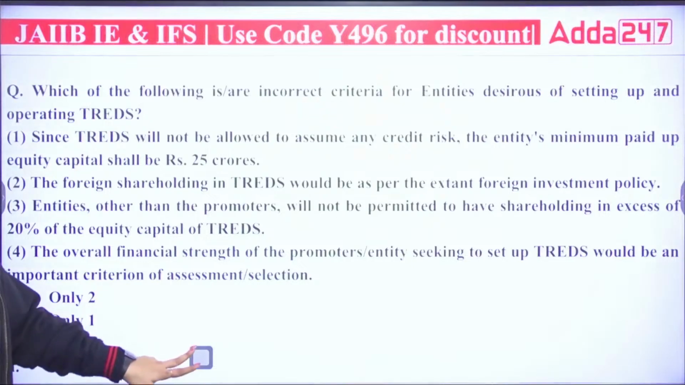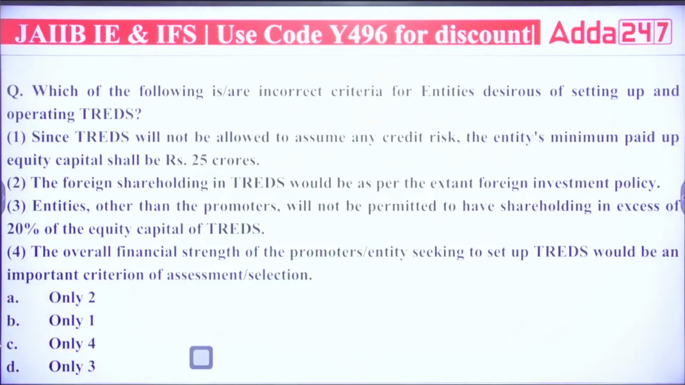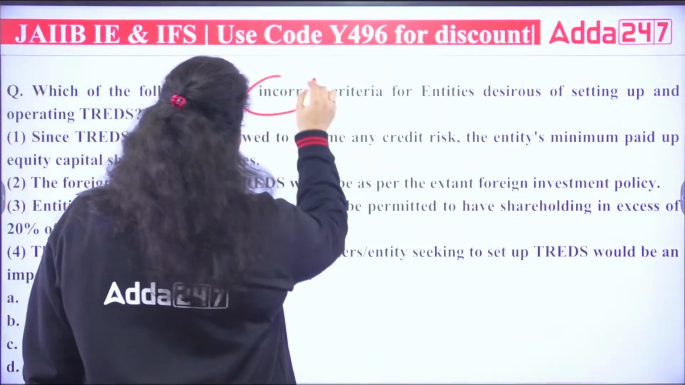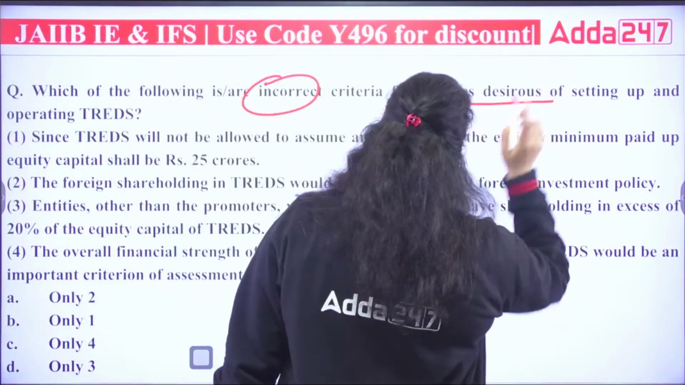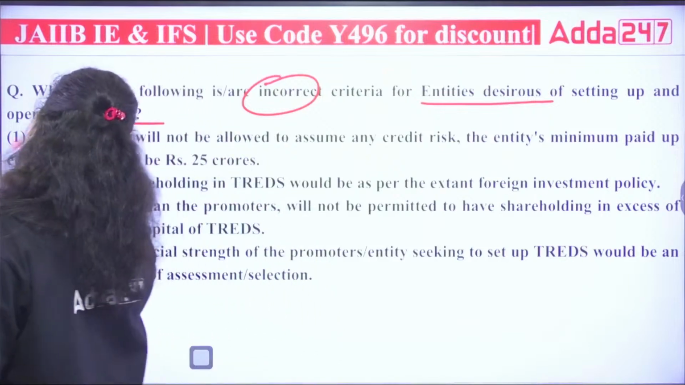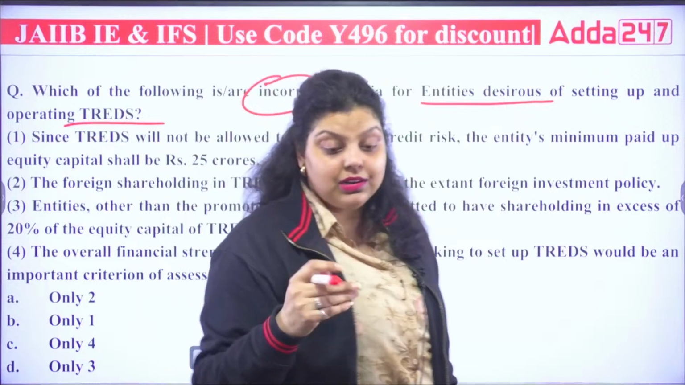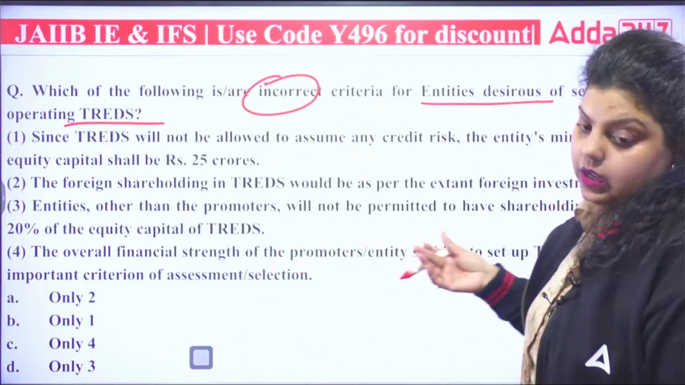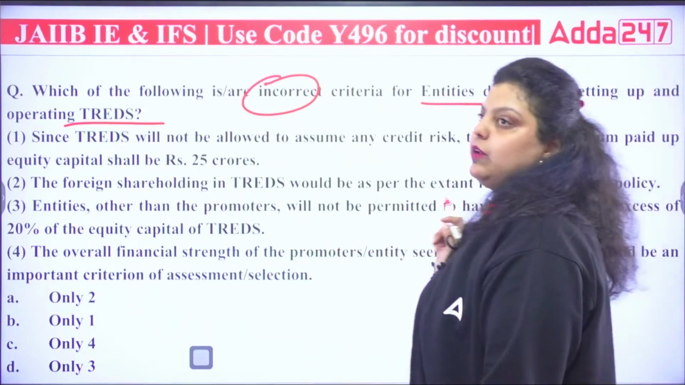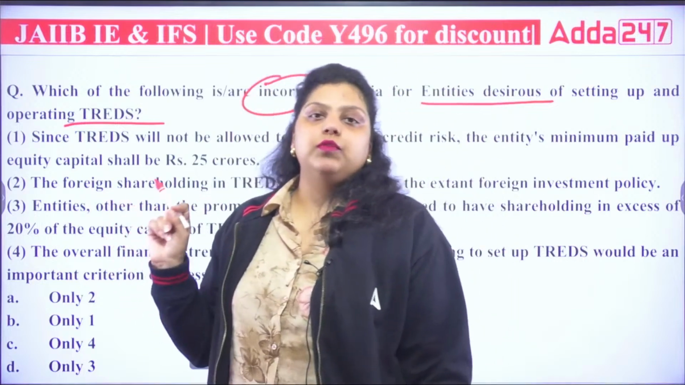Now, next question we have is about TReDS. Which of the following is an incorrect criterion for entities desirous of setting up and operating TReDS? So TReDS is a type of factoring only. Na? TReDS is what? It's a type of factoring. But in TReDS, you will find it will be only for MSMEs.